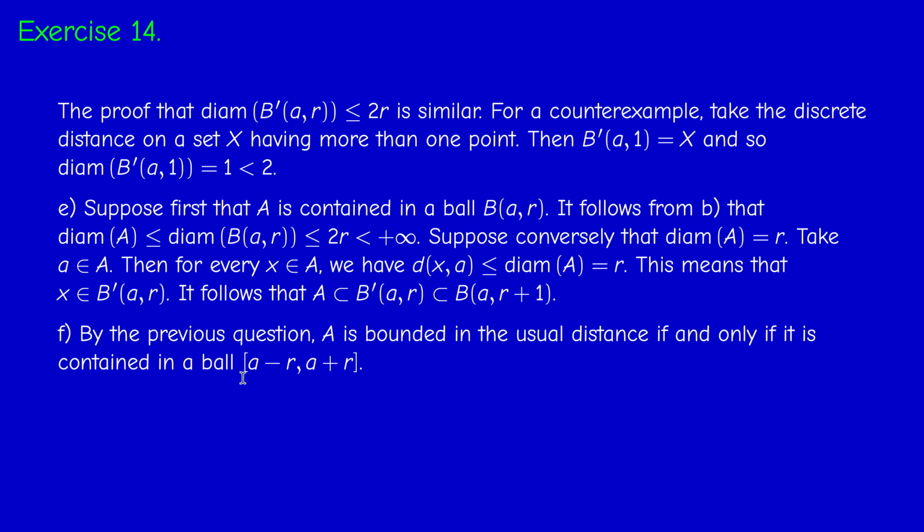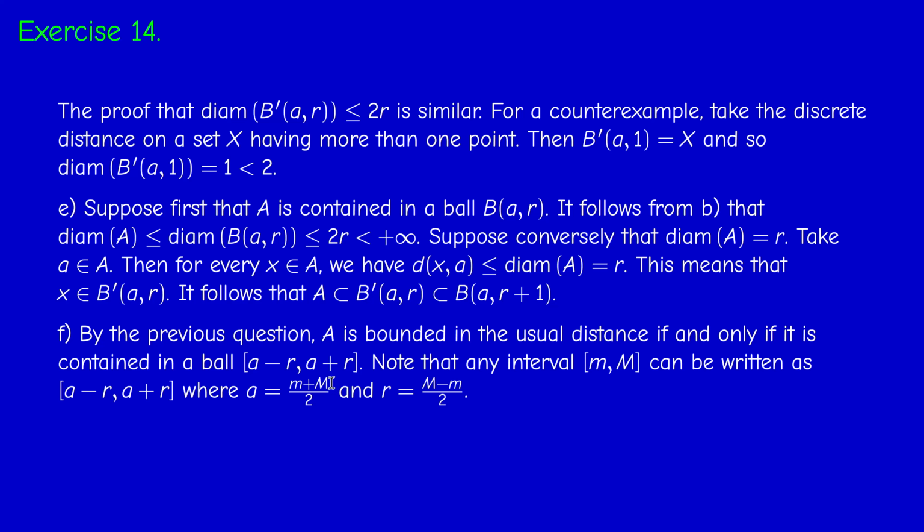Now, what are the bounded sets in R? We have to prove that a set is bounded according to our definition if and only if it's bounded from above and from below, which is almost clear. A is bounded in the usual distance if and only if it's contained in a ball, as we said, of center a and radius r. So in R, it's just an interval (a-r, a+r). So if A is bounded, then it's contained in an interval of the form [m, M]. Then M is an upper bound, m is a lower bound.